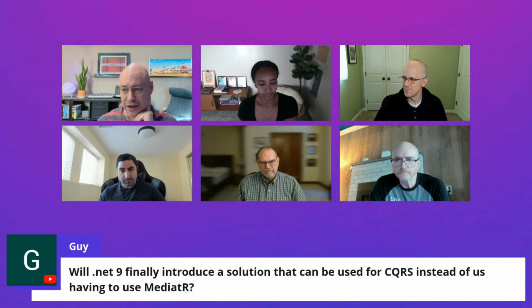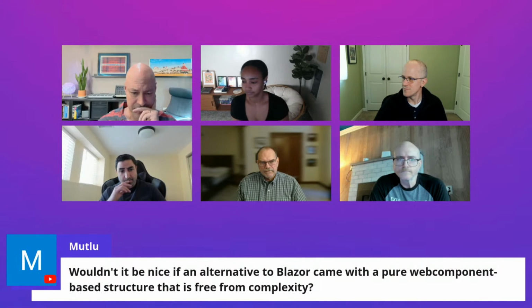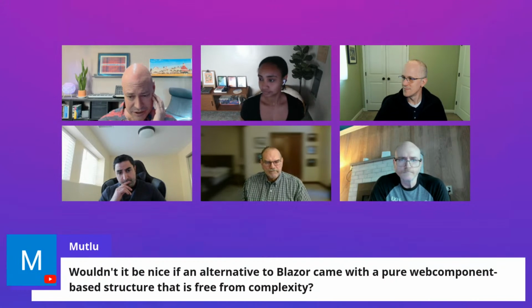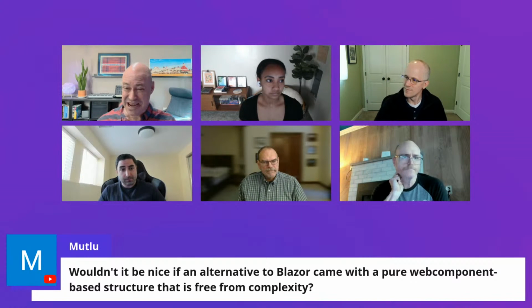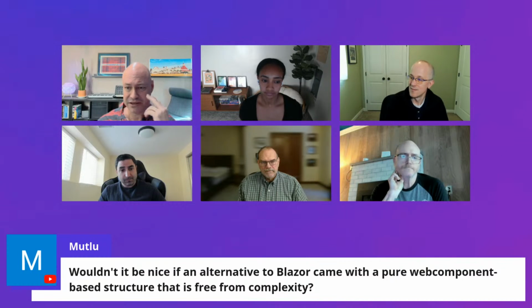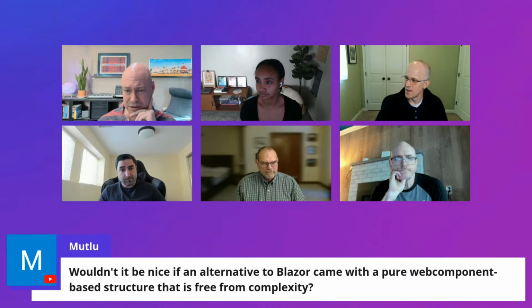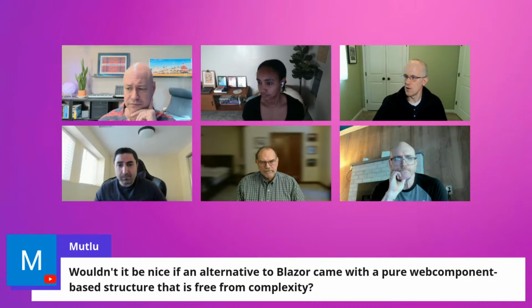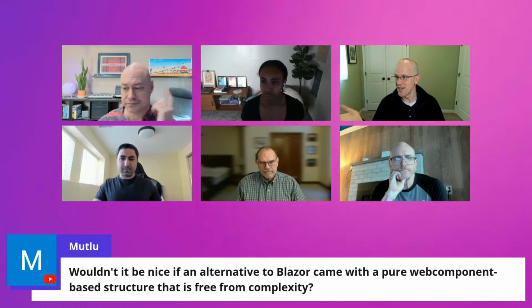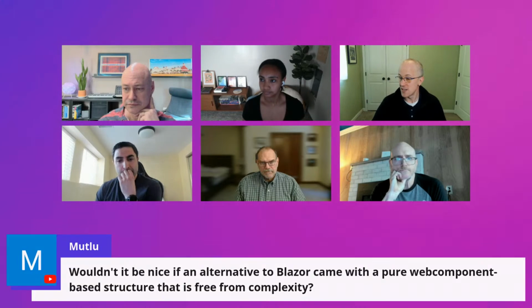Okay. A few questions about default UI and stuff like that. So here, wouldn't it be nice for an alternative to Blazor to come with a pure web component-based structure that is free from complexity? To me, what came to mind here is the Fluent UI for Blazor, which is built on Fast, which is web components. I know there were questions about Fluent UI as well. This one says alternative to Blazor, so I assume they're saying they're not even using Blazor. I mean, that's certainly an option.